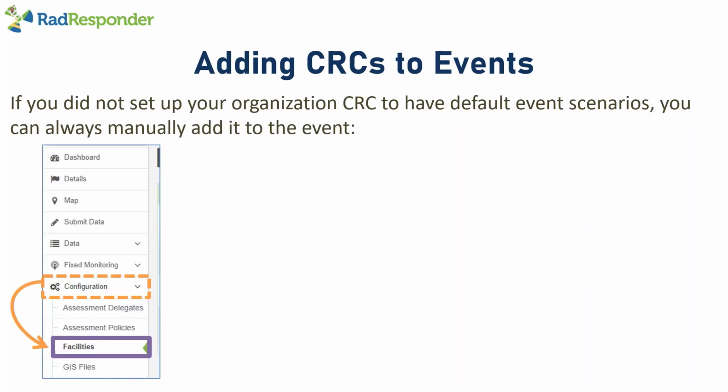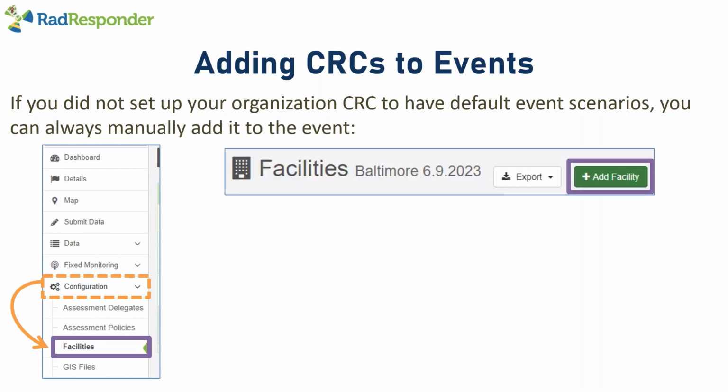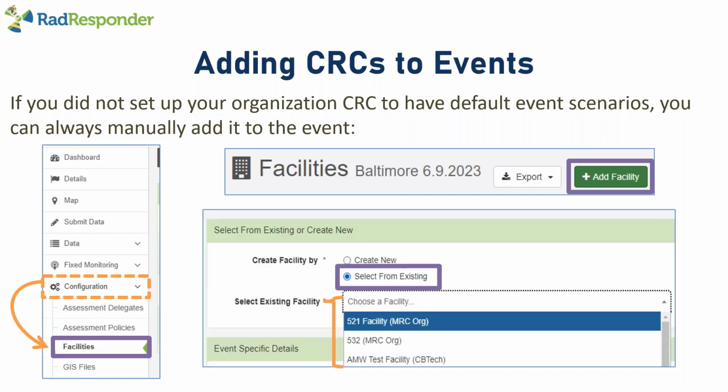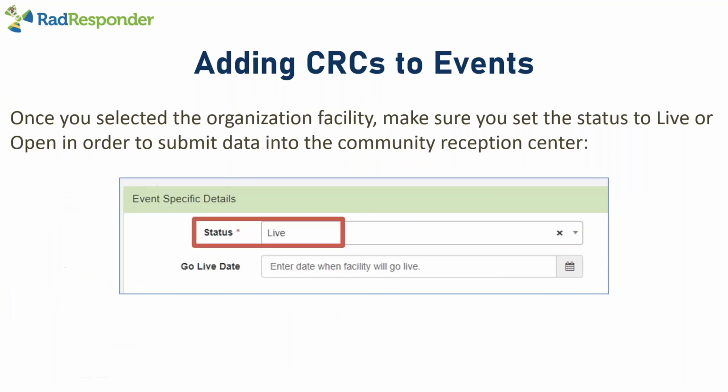If you did not set up your organization CRC to have default event scenarios, you can always manually add it to your event. To do so, you'll open up the Configuration tab in the event space on the left-hand side and select Facilities. At the top, you'll see an Add Facility option. In here, you'll have then the ability to either create a new facility or select from existing. And since you already have your organization facility set up, you'll select the Select from Existing option and choose your facility. Once you've selected that facility, you'll want to make sure the status is set to either live or open, so that way you can submit data into the Community Reception Center.